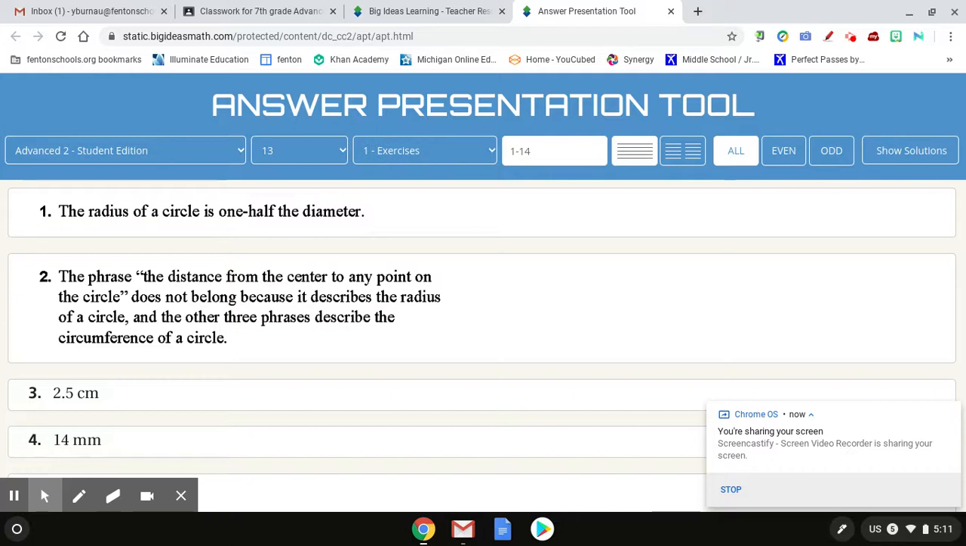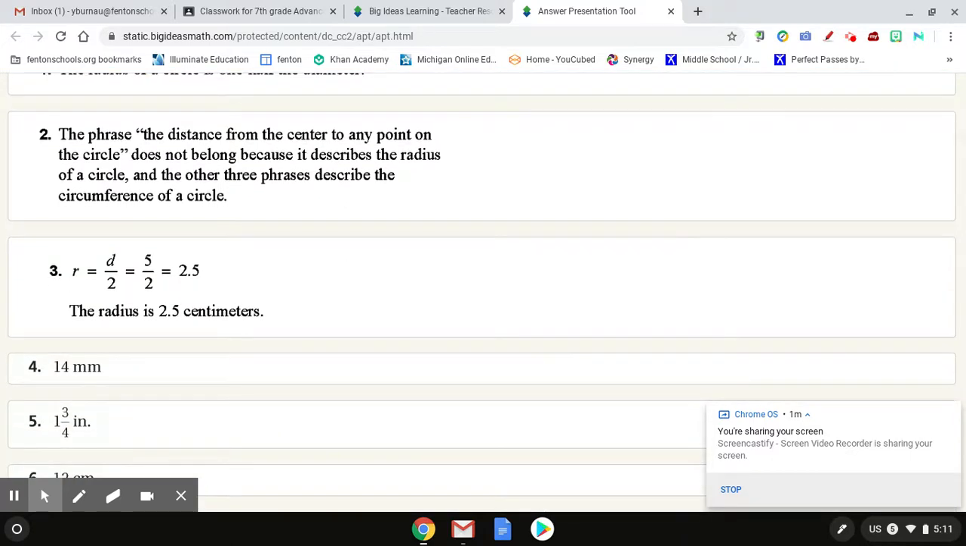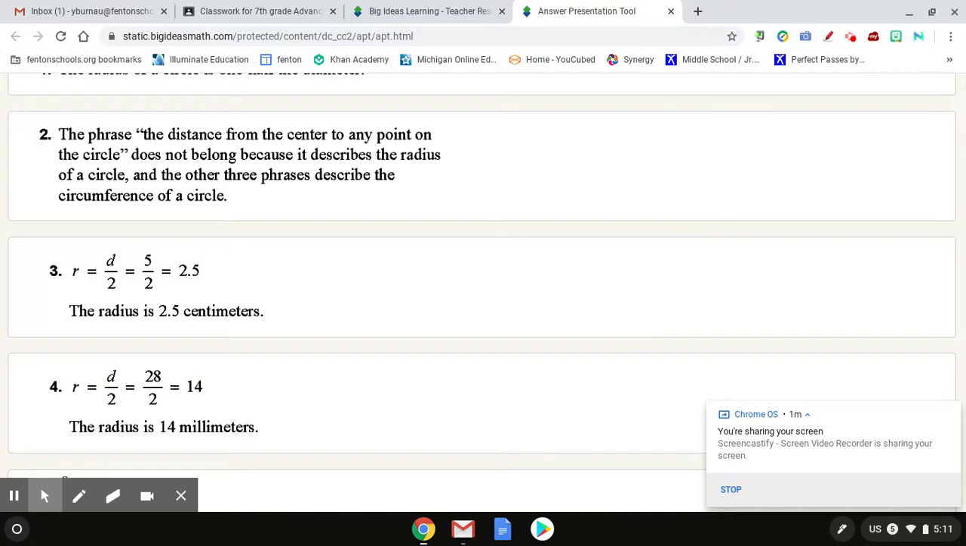Okay? All right, so number 1 and number 2, there are the answers. These were the vocabulary, and then which one does not belong. You had to figure out which definition didn't belong amongst the other 3. All right, so for number 3, 2.5 is the radius. For number 4, 14 millimeters is the radius.